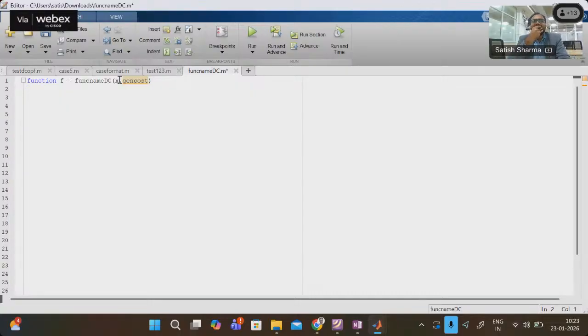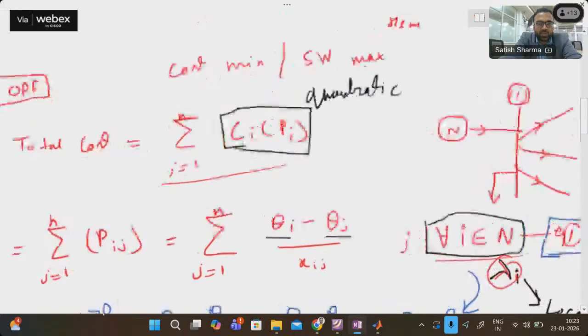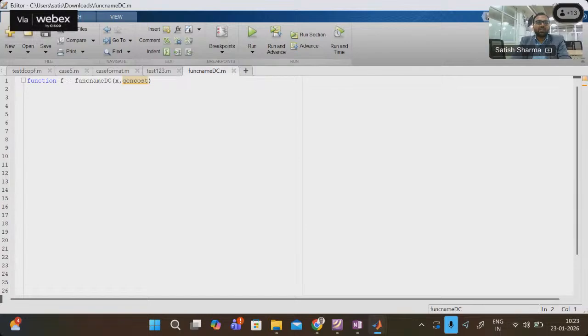Okay, now how can we solve it? It's simple, this is what we have written here, right? That summation of ci pi, this is the total cost function. So I will simply write it down like this. First of all, I will need the number of generators. So I will define ng equals the length of the generator cost I have obtained. Whatever the length is, that will be the number of generators.